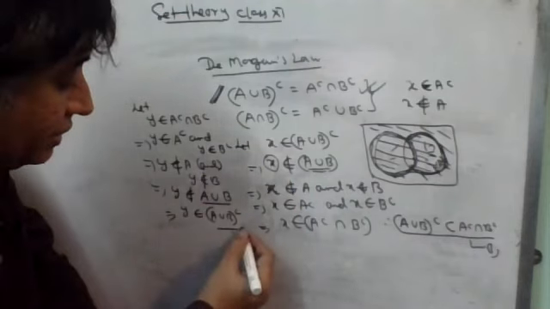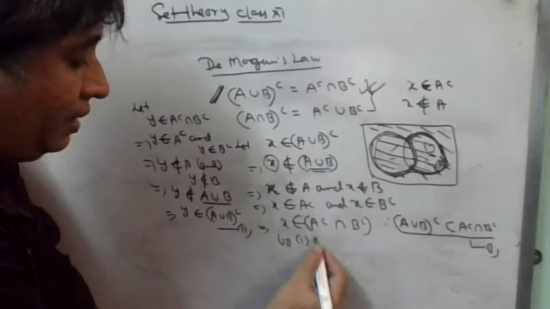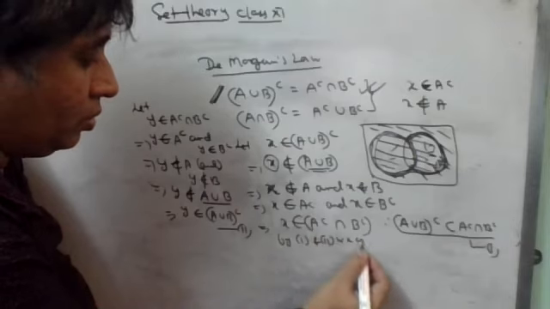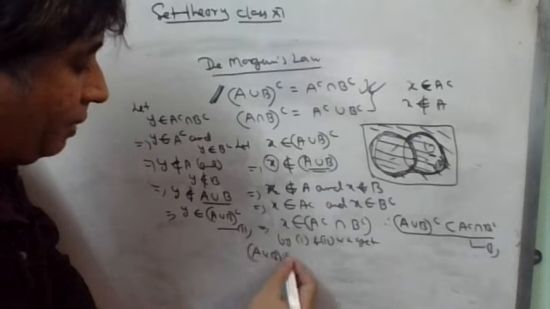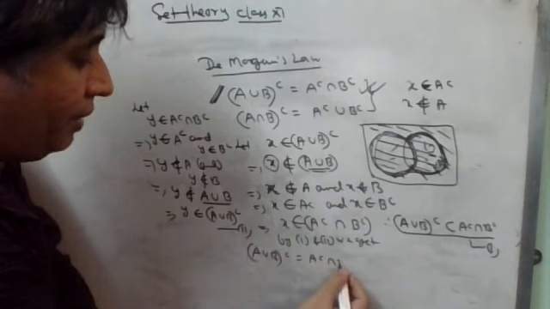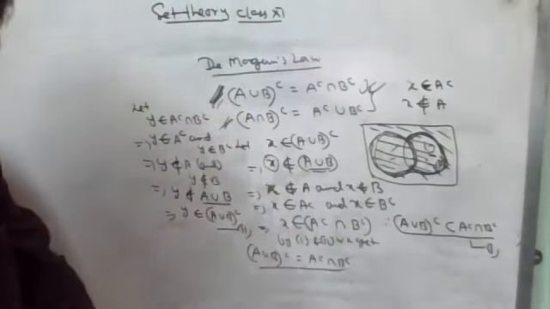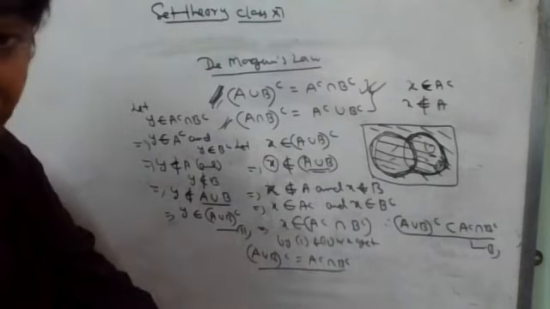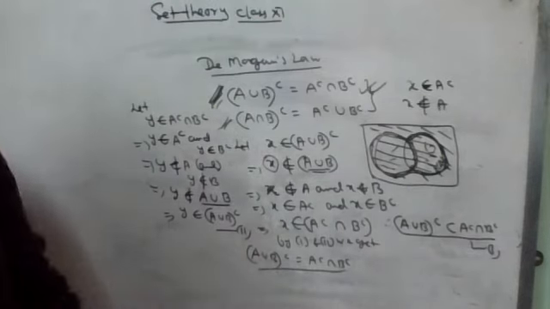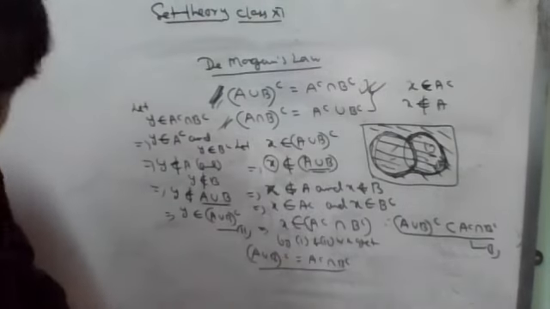So this is the result 2, and by 1 and 2, we get A union B whole complement equals A complement intersection B complement. This is called De Morgan's law. So important laws are proved. Few things are still left, and in short span we will discuss. I'm rubbing this part. Wait for a while.